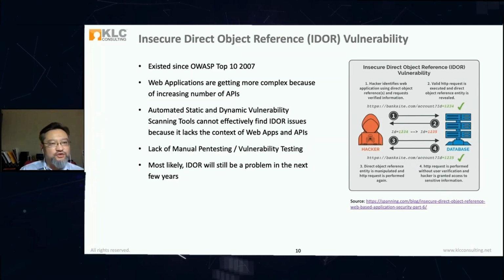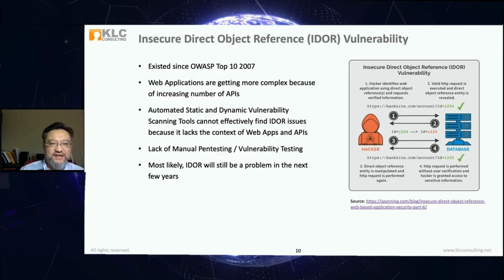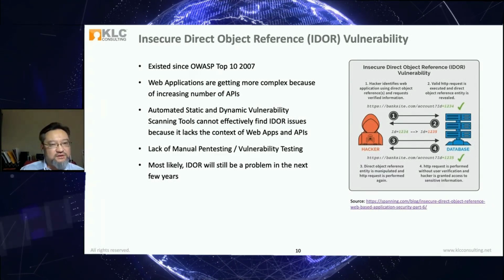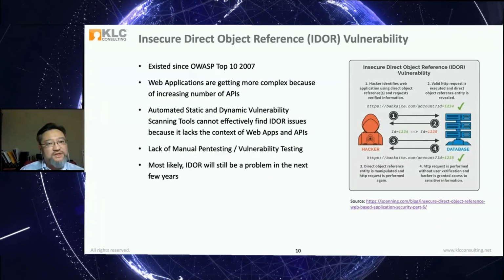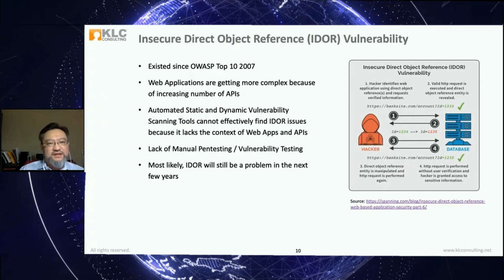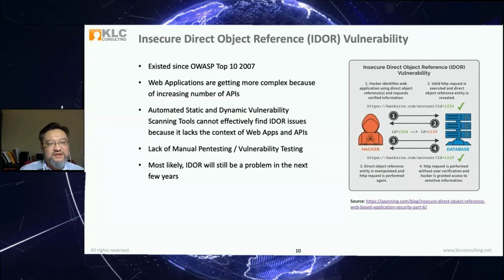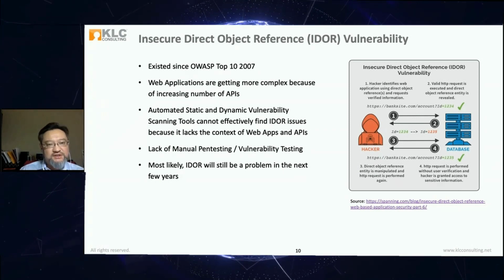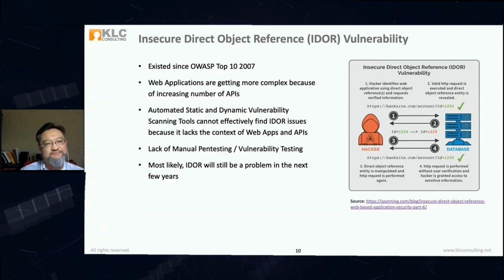So you might ask, hey, I do use automated static and dynamic vulnerability scanning tools in my environment, so is this going to be a problem? IDOR is not easy to detect by automated tools, whether static or dynamic vulnerability scanning tools. The reason is that these automated tools lack the context of what parameters are being used in the application and the APIs. So the best way to do it, unfortunately, is more manual vulnerability assessment or penetration testing.